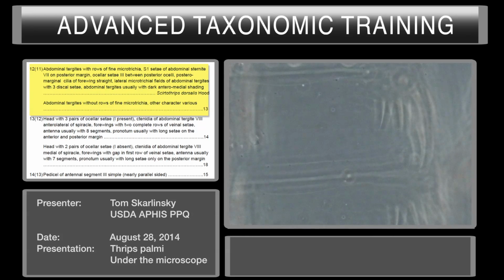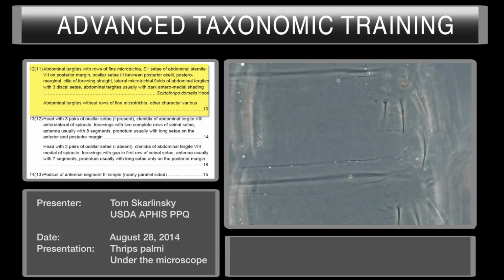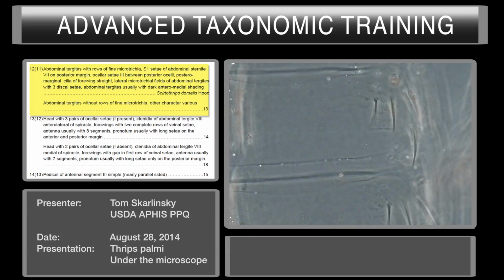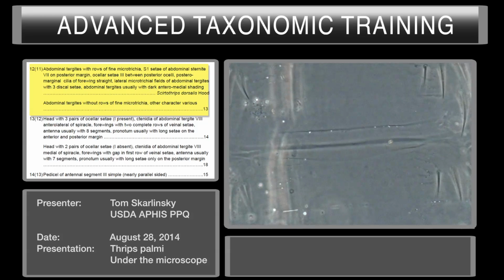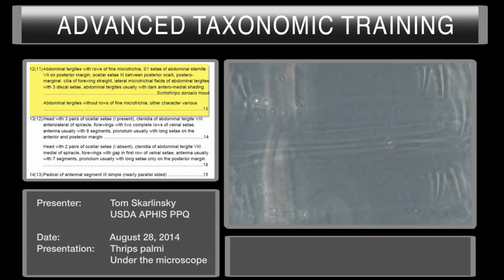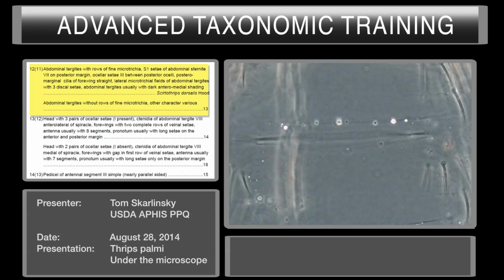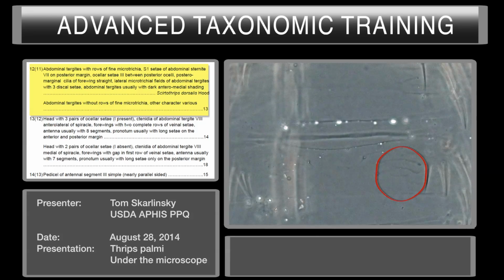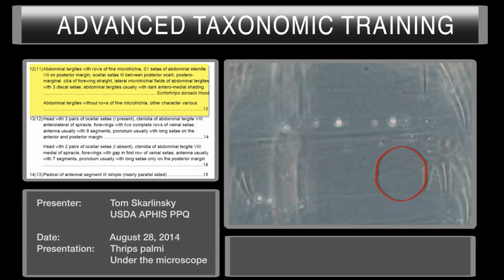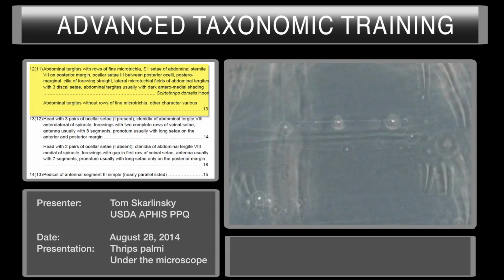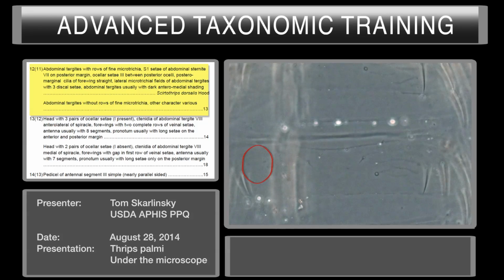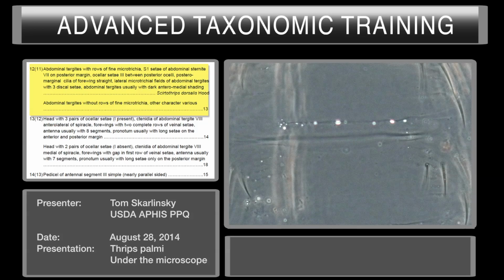Let's look at our unknown, at the abdominal tergites, the integument on the tergite. Let's get our focal plane adjusted here. We can see that in the lateral margins there are some striations, but there are no small microtrichia all along these regions. So we can go ahead and move on to couplet 13.